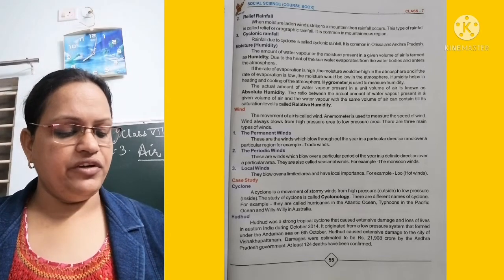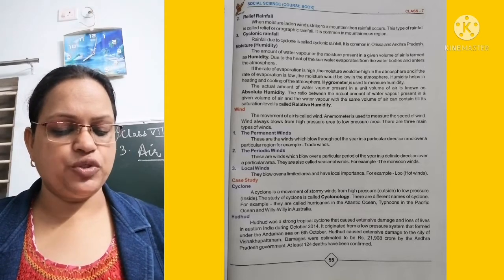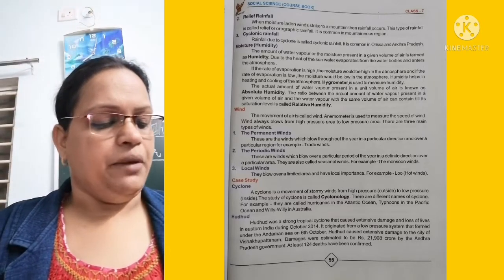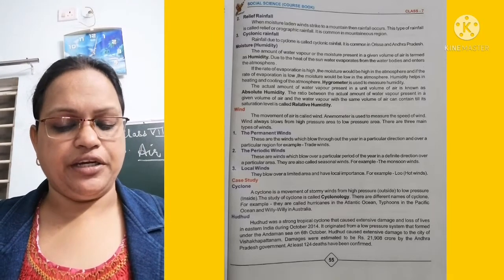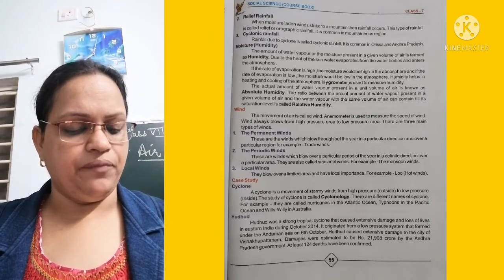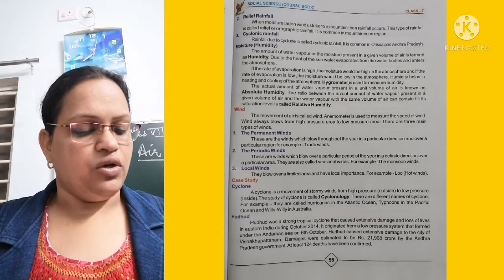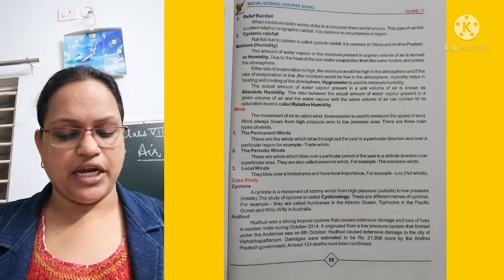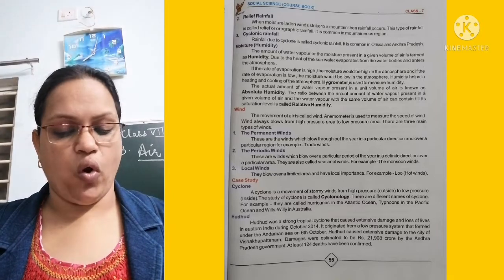Permanent winds are the winds which blow throughout the year in a particular direction and over a particular region. For example, trade winds. Periodic winds are the winds which blow over a particular period of the year in a definite direction over a particular area. They are called seasonal winds. For example, the monsoon winds. Local winds blow over a limited area and have local importance. That is Loo. We call it in MP also Loo, a hot wind.